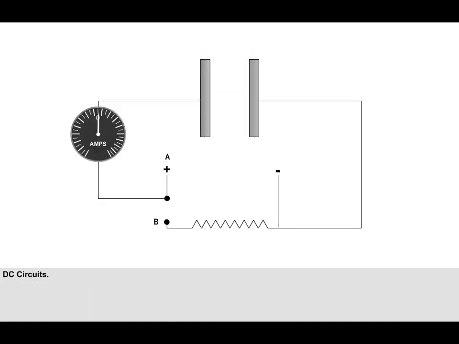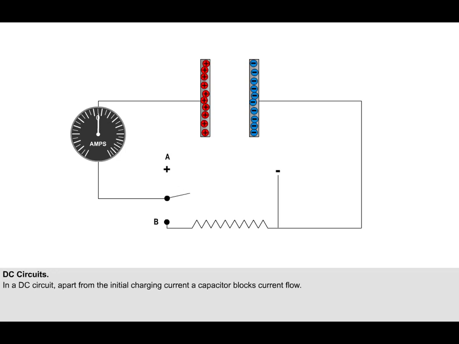If we place a capacitor in a direct current circuit, as shown, when the switch is placed to position A, the capacitor will be connected to the power supply. The ammeter will initially show high flow, then fall to zero. We can see from this that in a DC circuit, apart from the initial charging current, a capacitor blocks current flow. When the switch is moved to position B, the capacitor will now discharge through the resistor, and the ammeter will once again show a high flow, which will fall to zero.